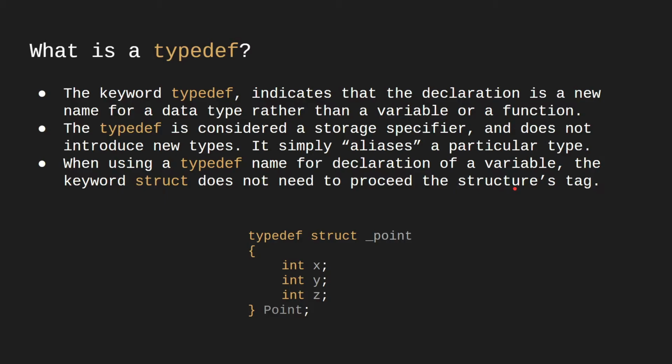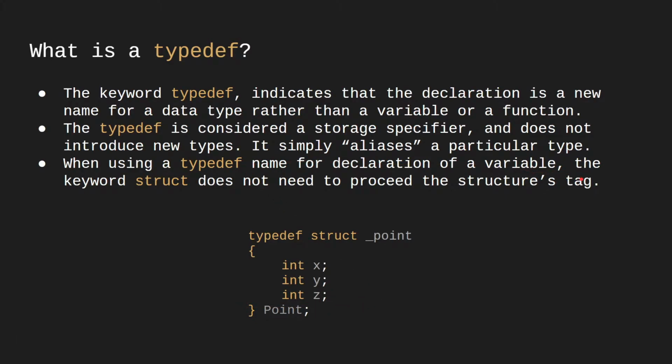Okay, moving on: what is a typedef? The keyword typedef indicates the declaration of a new name for a data type rather than a variable or a function. The typedef is considered a storage specifier and doesn't introduce a new type. It simply aliases a particular type. In this case, we have a structure whose structure tag is _point. But because we've used the typedef keyword at the beginning, it aliases this, so we don't have to keep typing the keyword struct anytime we want to create a new point type. We just need to type capital P Point.